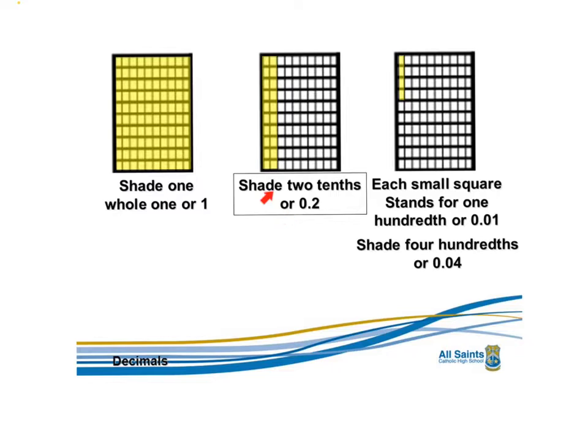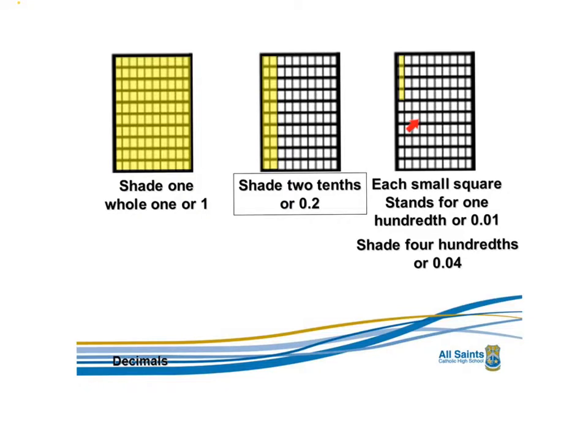Here it shows that they shaded 2/10, 2 rows of 10, and that equals 0.2. It's not one whole, it's less than one whole. It is 0.2 and it's 2/10. If we just had one row highlighted, it would be 1/10 or 0.1.